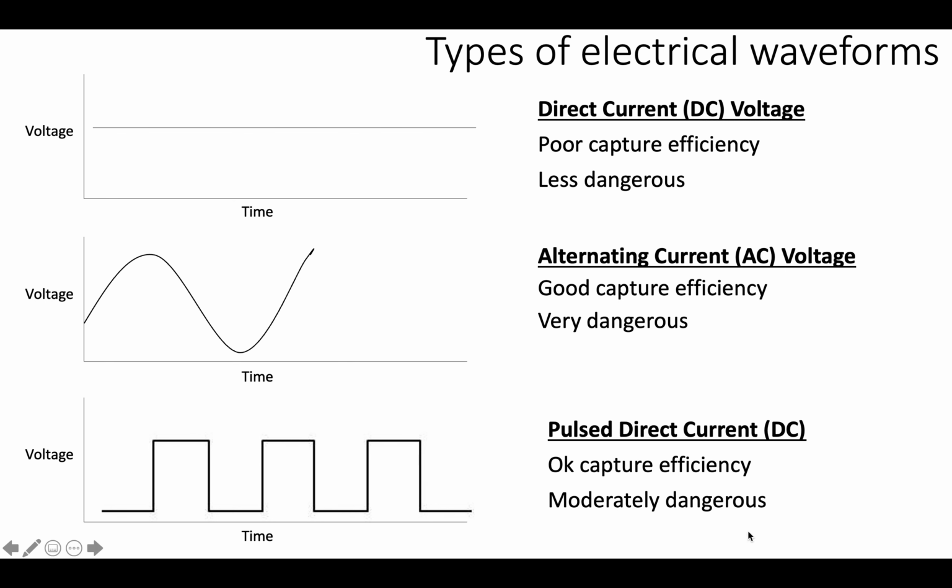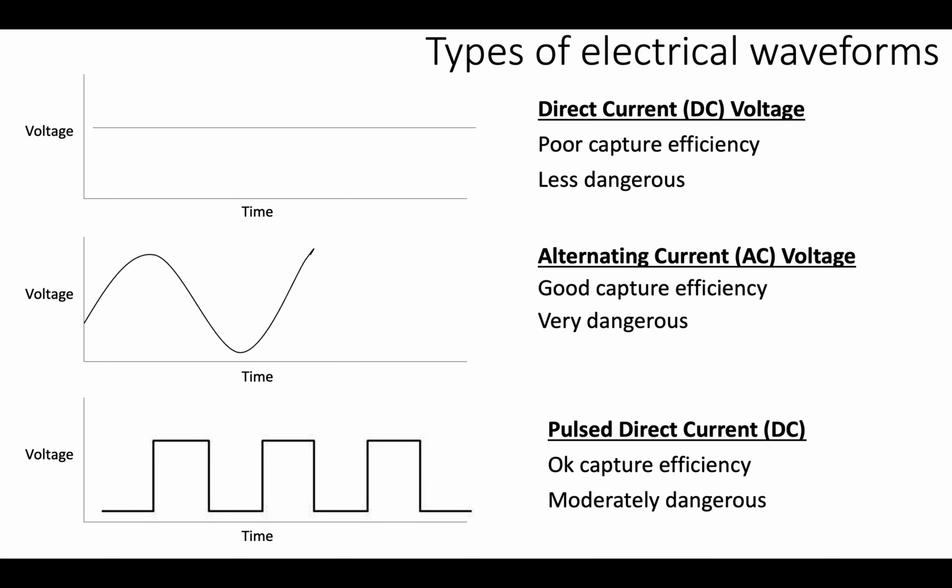And then lastly, down at the bottom, we have the intermediate between the two, which is pulse direct current. Pulse direct current is also a direct current, but it applies that direct current in pulses over time. Basically the unit turns on, it applies voltage as a constant, and then it turns off. It applies voltage, then it turns off. This is really the happy medium between the two. It has pretty good capture efficiency, and it's moderately dangerous, but acceptably dangerous.